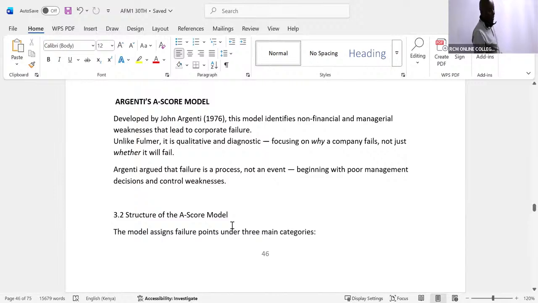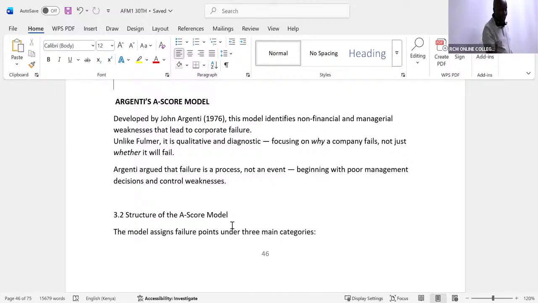You're able to see Argenti's A-score model, which was developed by John Argenti in 1976, before most of you here were born. This model identifies non-financial and managerial weaknesses that lead to corporate failure. Unlike Fulmer, it is a qualitative and diagnostic model. It focuses on why a company fails, not just whether it will fail. So it is a qualitative model.